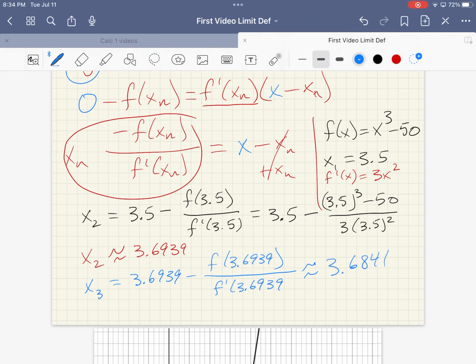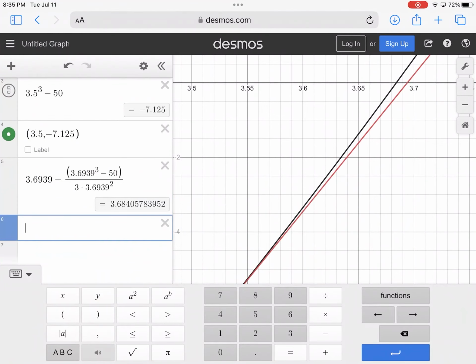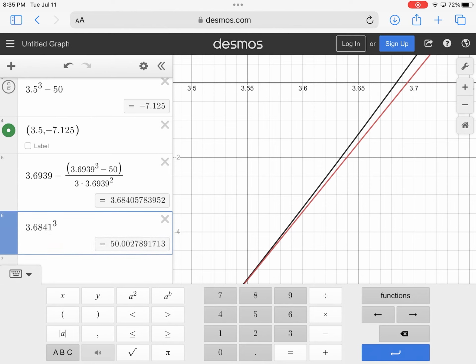Now we're going to stop after this, and let's just check it here. Let's see if I cube this. So this is what we want to know: if I take 3.6841 and I cube it, what does that give me? It should give me something really close to 50. So let's see here. 3.6841 raised to the third power is 50.002.